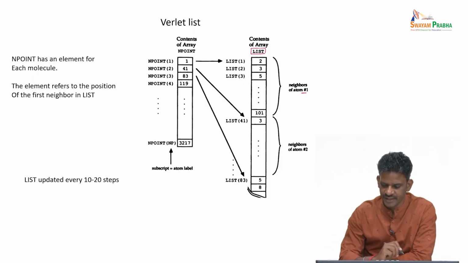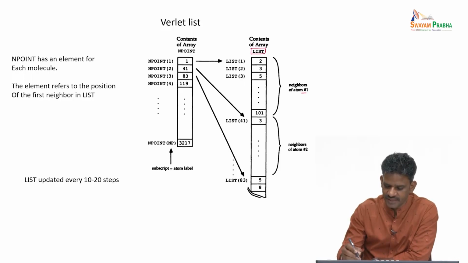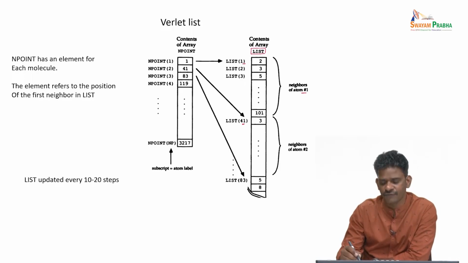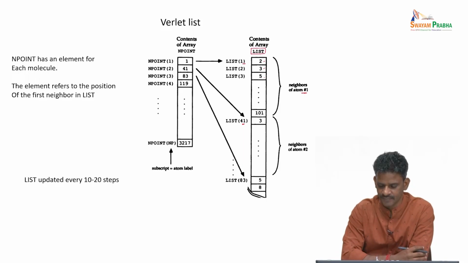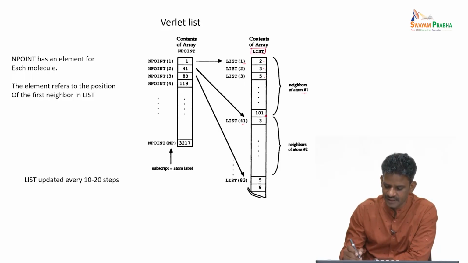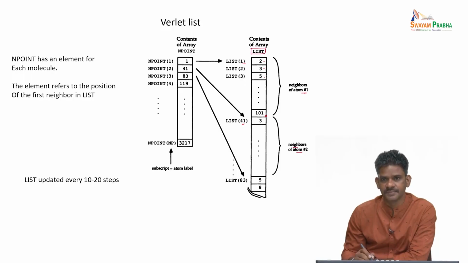For example, in this particular case, you see this entry from 1 to 41 of the list contains the information of all the neighbors of the first atom. So, the first neighbor is particle 2, particle 3, particle 5. These are all the neighbors of the first atom. At the end of this list, we start adding the neighbors of the second atom from here to here, and then from here onwards we are going to add the neighbors of the third atom.